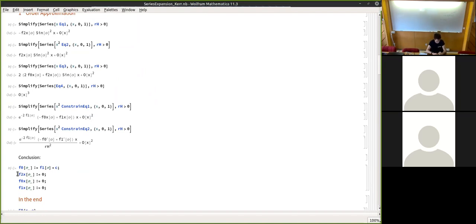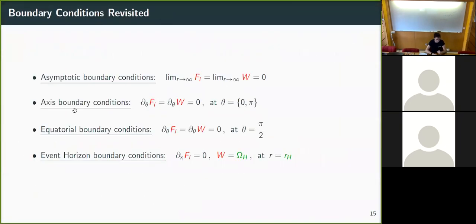So we also impose, from what you saw before, that the f functions' x derivatives must be equal to 0. This is exactly what we saw for the Dirichlet conditions at the event horizon. So the derivatives of the f functions must be equal to 0, and the h function must be equal to omega h at the event horizon.